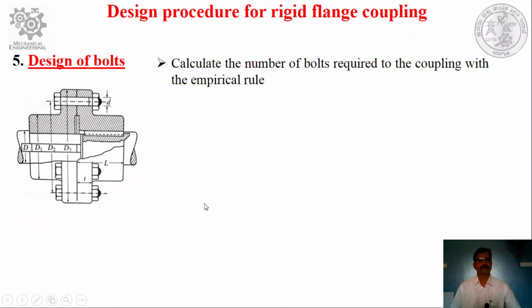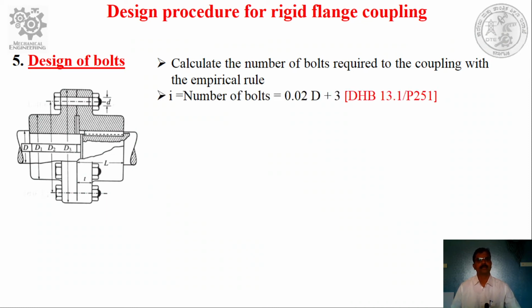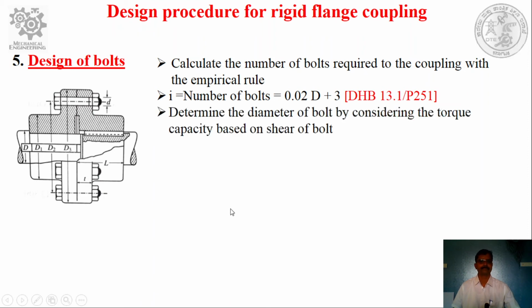Design of bolts. Calculate the number of bolts required for the coupling with the empirical rule. The empirical rule is i, the number of bolts, is equal to 0.02 d plus 3. Now this equation is available from the design data handbook, that is equation number 13.1, the page number is 251.